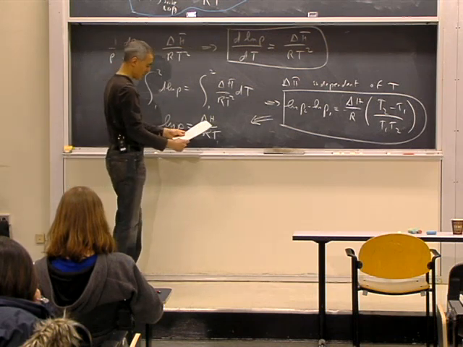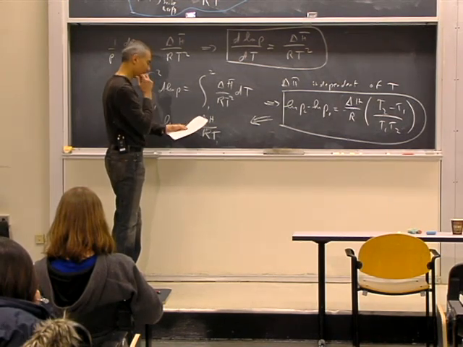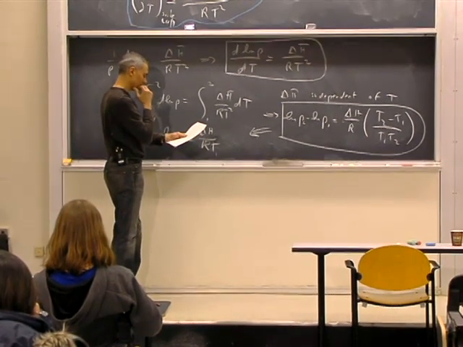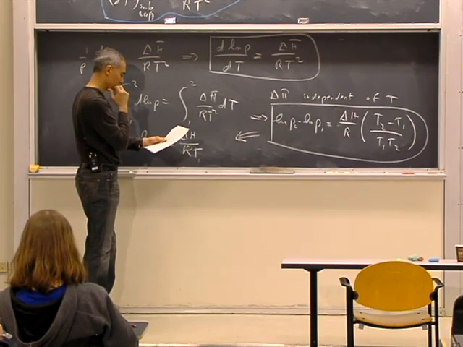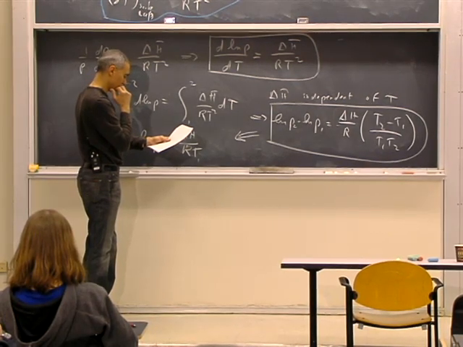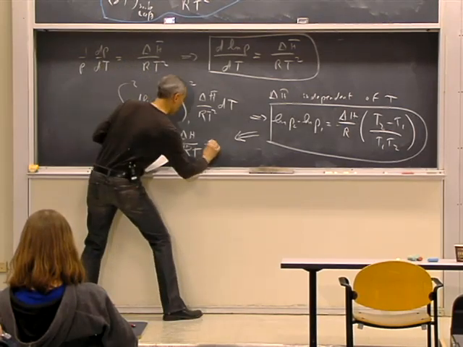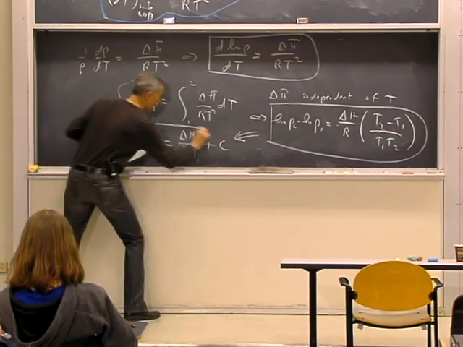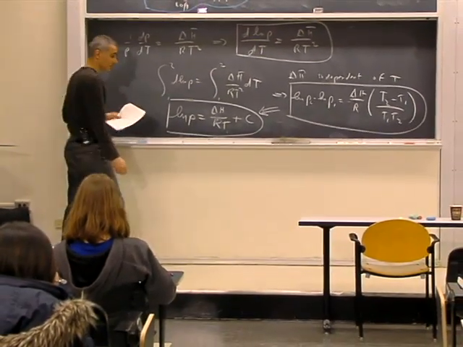T2 minus T1. Okay, so I got minus T1 minus T2 over T1, T2, T2 minus T1, H over 2, log P, delta H. Oh, no, okay, this is fine. All right, there's no minus sign problem. Plus a constant. Okay, so you'll often see it written like that.